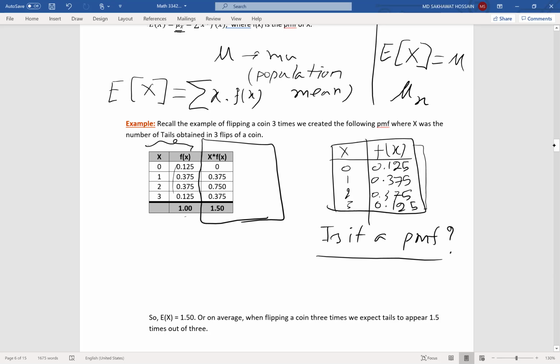Okay, so now let me give another one where we have x and f of x. Suppose we have x values 0, 1, 2, and for example we have 0.75, 0.5, and negative 0.25. So is it a PMF?